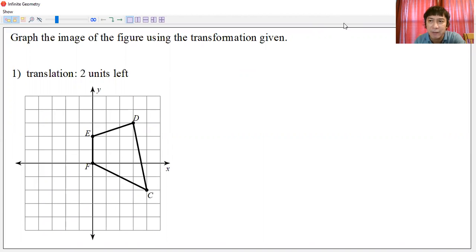Now, in learning transformation, this involves the pre-image, which is the original figure, and the new image, which is just called image. So pre-image, and then after transformation, it is called the image. Now, in the first number, what we have on screen is the pre-image, and we're about to do translation. The nature of translation is there will be no changes in the size or shape. It will only slide to a different location.